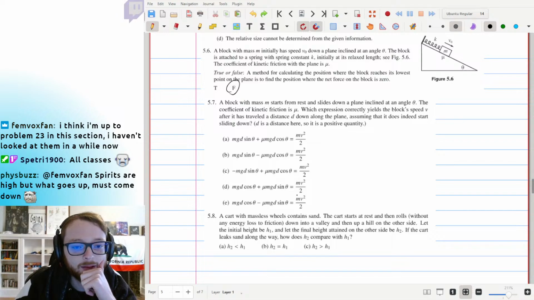Number 7. A block with mass m starts from rest on a plane inclined at angle theta. The coefficient of kinetic friction is mu. Which expression correctly yields the block speed v after it has traveled a distance d down along the plane?